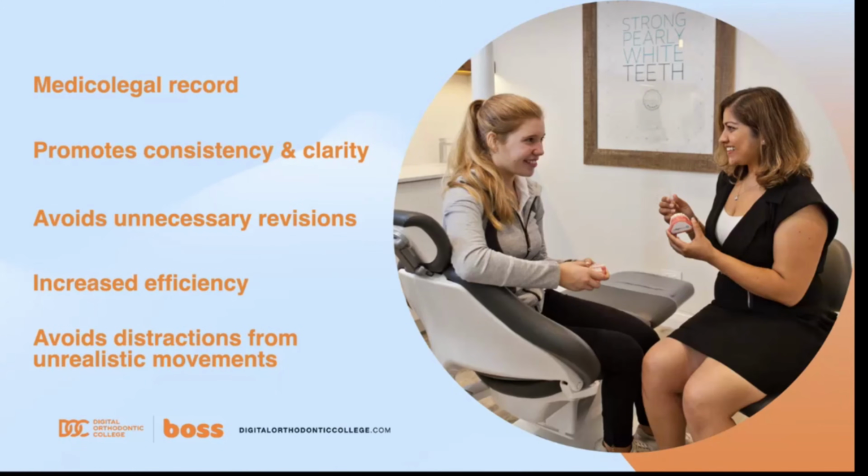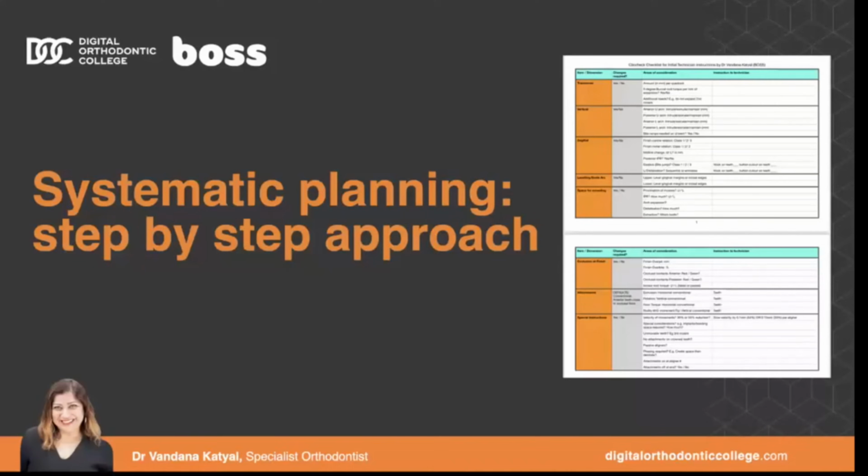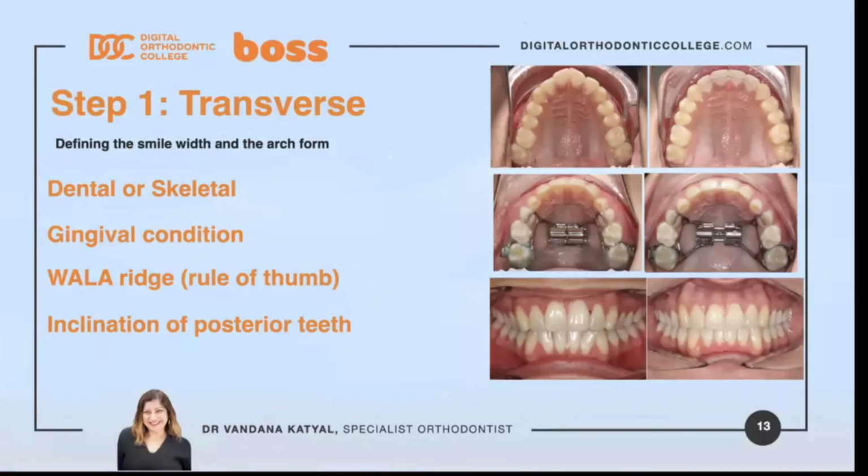Increased efficiency. You should really be approving that second plan or first plan if you really do it right, and it avoids distractions. A lot of times, algorithms and software will show me movements, and it makes me believe that it's possible, but it's not. So when I use my grounding and foundational principles, I know it's not. So I'd rather avoid those distractions. So I have a systematic planning approach, and we're going to start step by step.